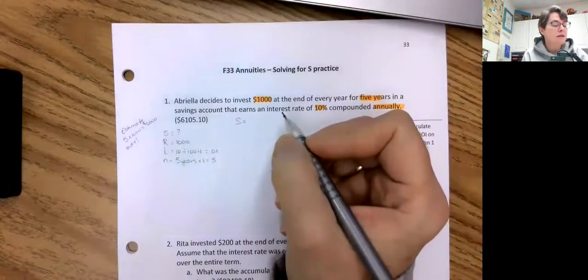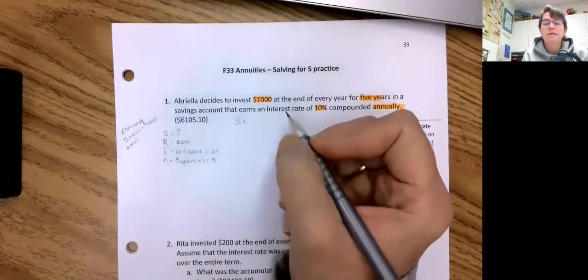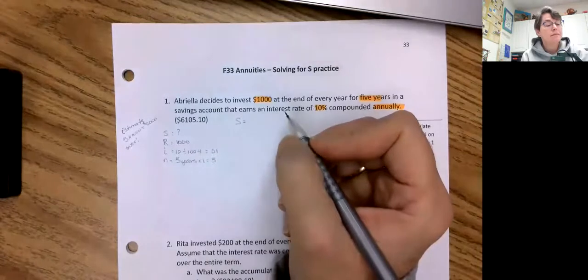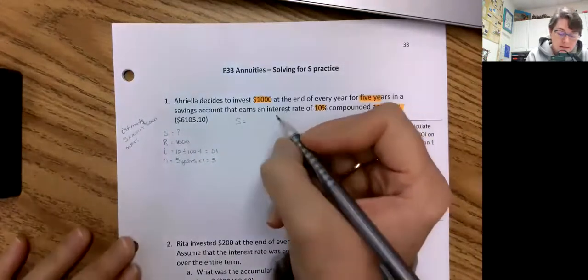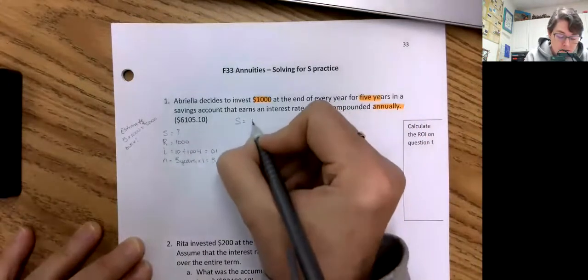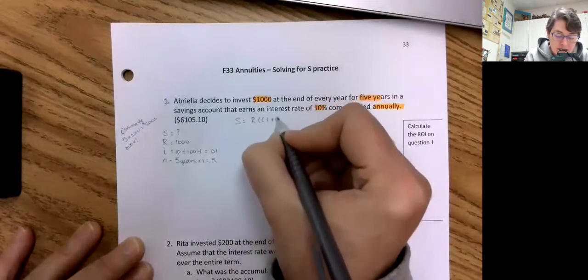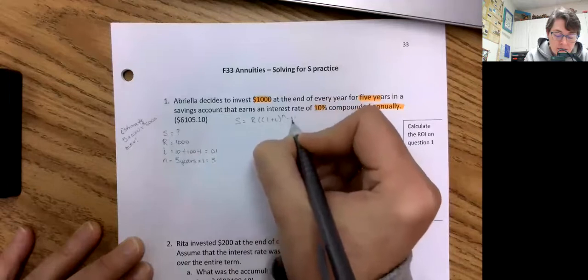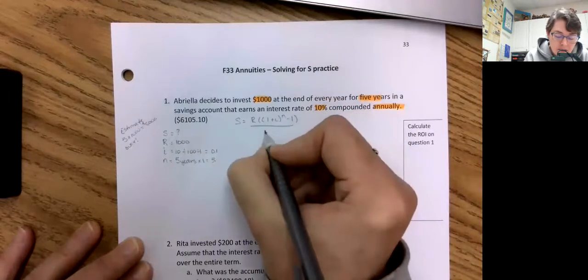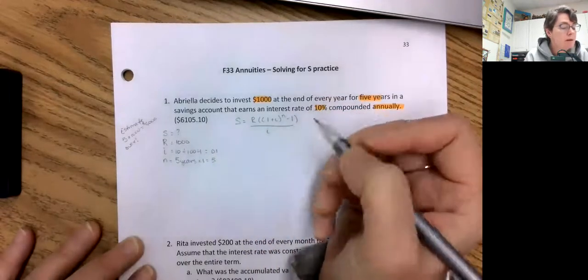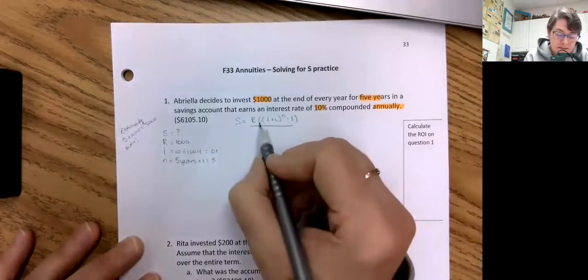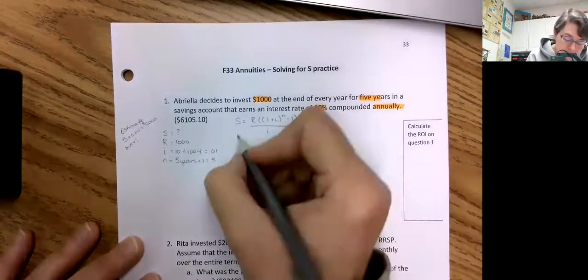I'm going to fess up that I still haven't got the formula memorized because I don't want to mess it up. It's here in my pile. S is equal to R bracket 1 plus I to the n minus 1 over I. A lot of people lose that I on the bottom. Don't do that. Make sure I got that right.